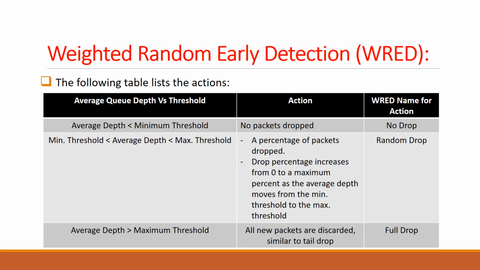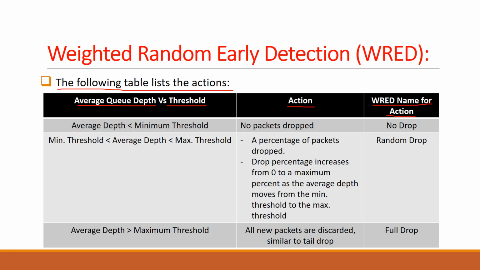So the following table lists the actions. Here we compare the average queue depth versus the threshold, and here is the action, and here is the name that WRED uses for that action.